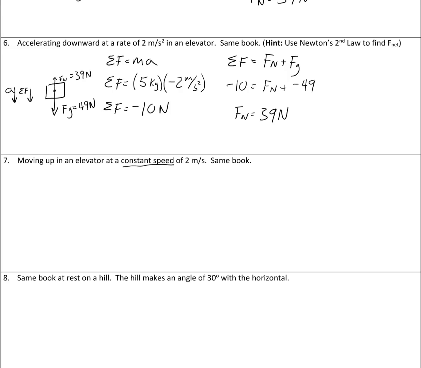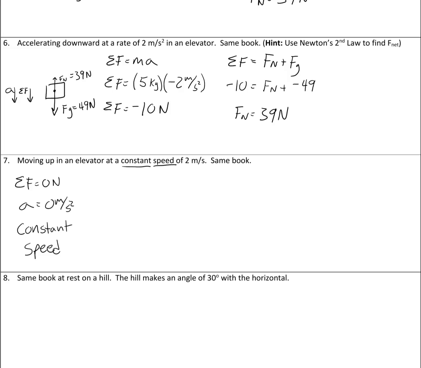So what does that tell you about the net force? What is the net force if you're moving at a constant speed? That's right. The net force is 0 again in this situation, 0 newtons, because the acceleration is 0 meters per second squared. Why is the acceleration 0 meters per second squared? Because it's a constant speed.